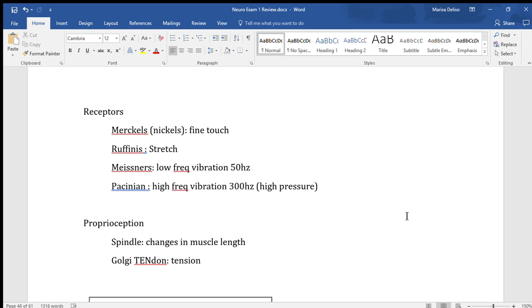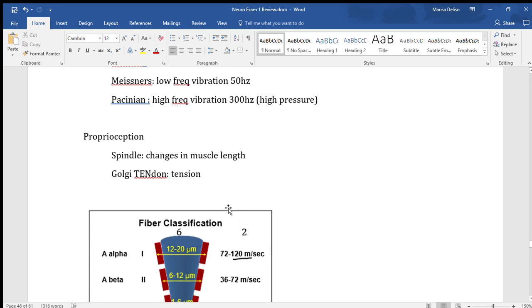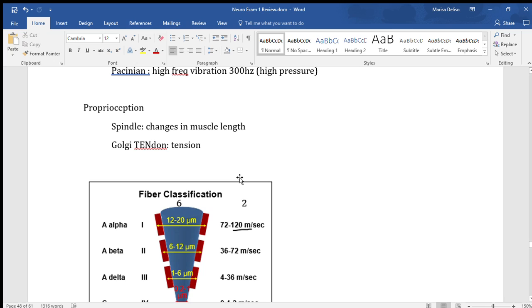It's going to be high frequency vibration, so 300 hertz. And then Meissner's is low frequency vibration. I always forget that one. So proprioception, all it is, is where something is in the air, but really brief terminology.